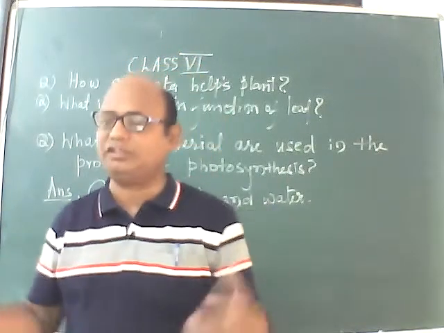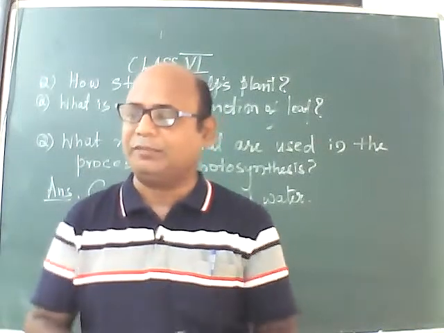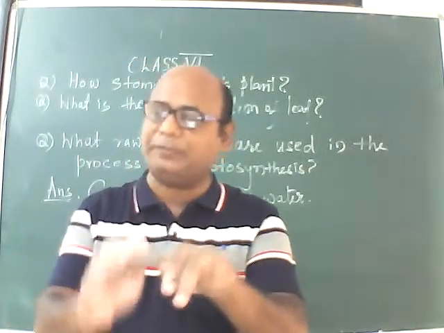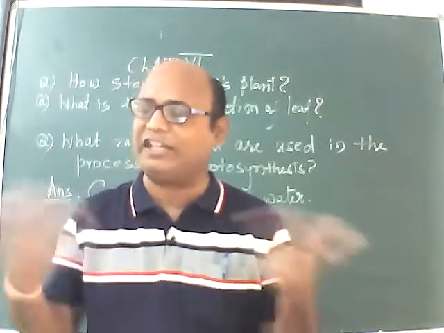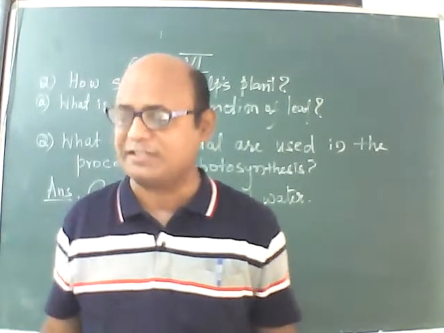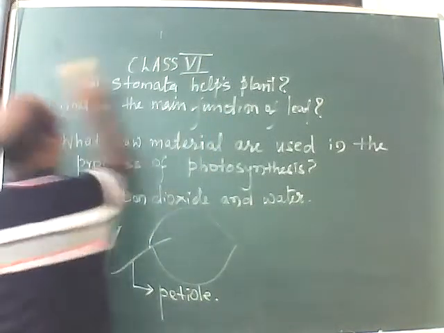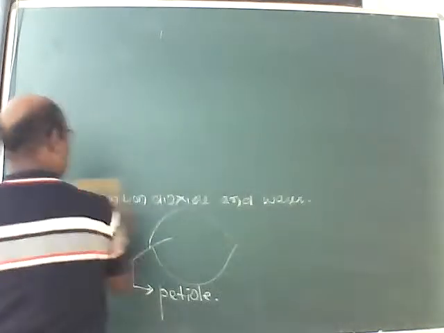So we will find in some plants different color leaves, but they are also performing photosynthesis, because beneath that pigment the green pigment, chlorophyll, is also there. So that is carrying out the process of photosynthesis. Okay, then I will ask one by one.